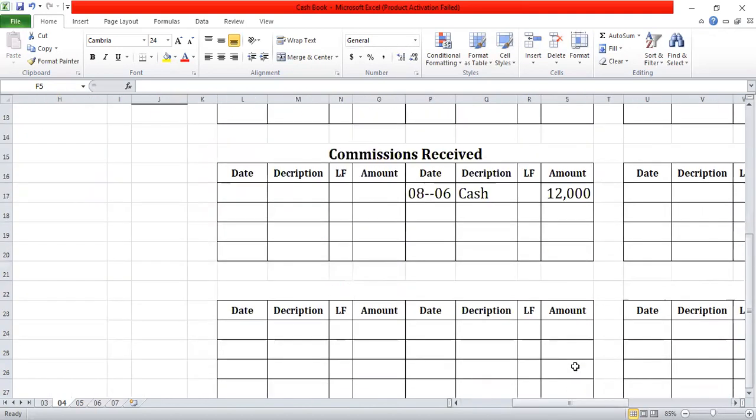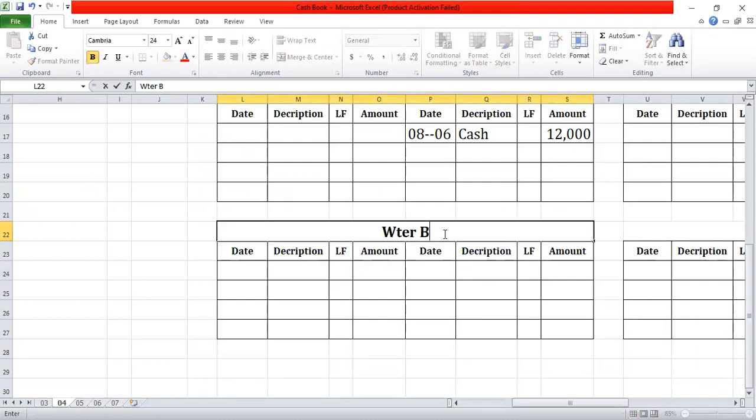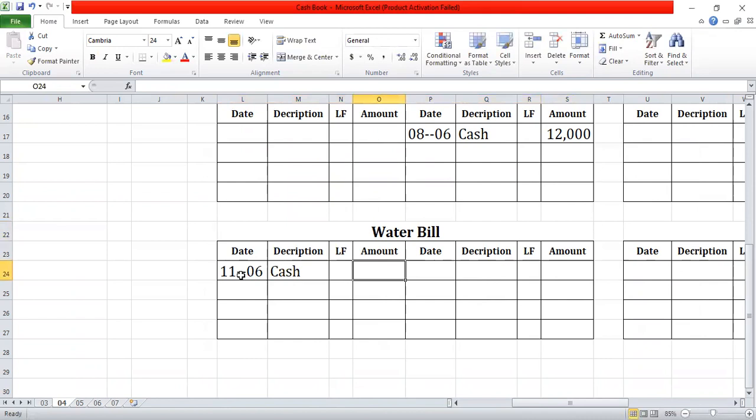And open the next account for the water bill. Remember, water bill is an expense account. We have to recognize this expense on 11th of June. Cash, because this was paid in cash, amount 4,000. Okay, great. Let's move to the next one.